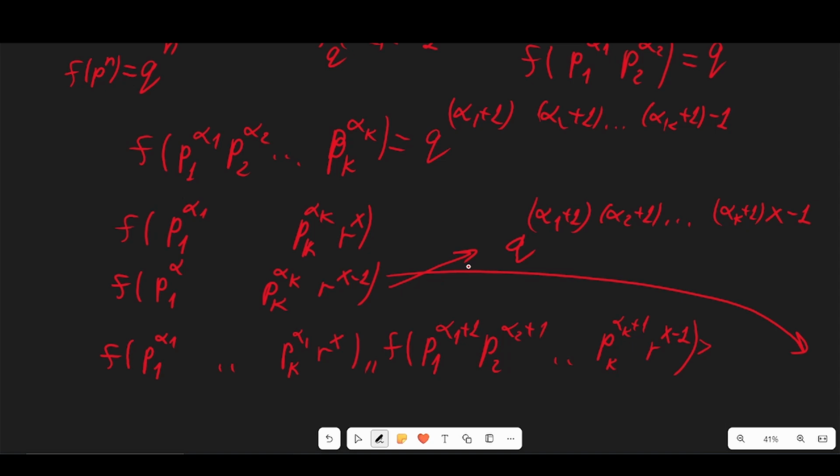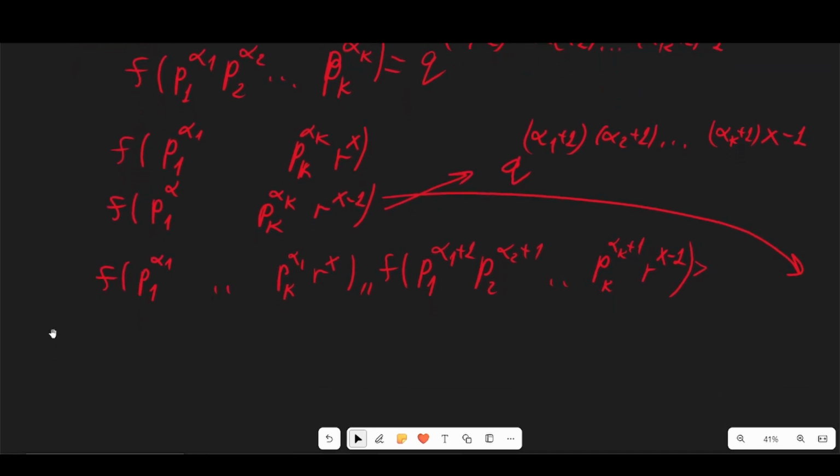So we can see that this number, f of p1 to the alpha 1, pk to the alpha k, times r to the x, is divisible by q to the this number, because we can see that this number is only a multiple of q. And how can we show that this doesn't have any other prime divisors? So the number of its divisors is alpha 1 plus 1 times alpha 2 plus 1, and the last one would be x plus 1.